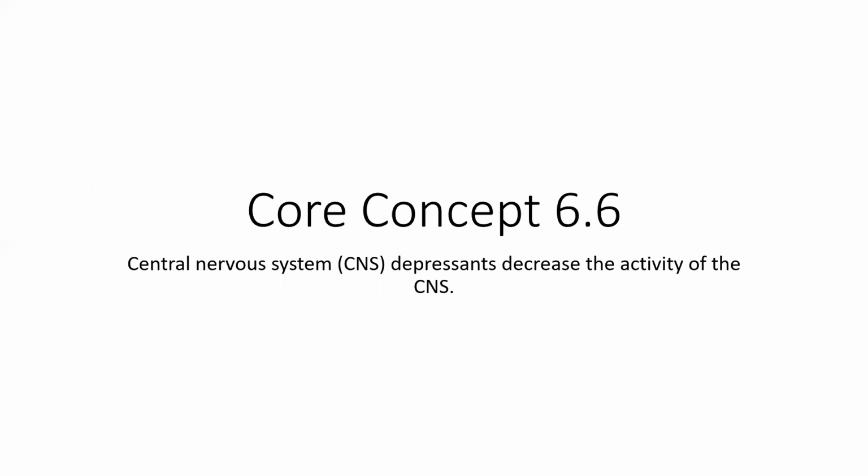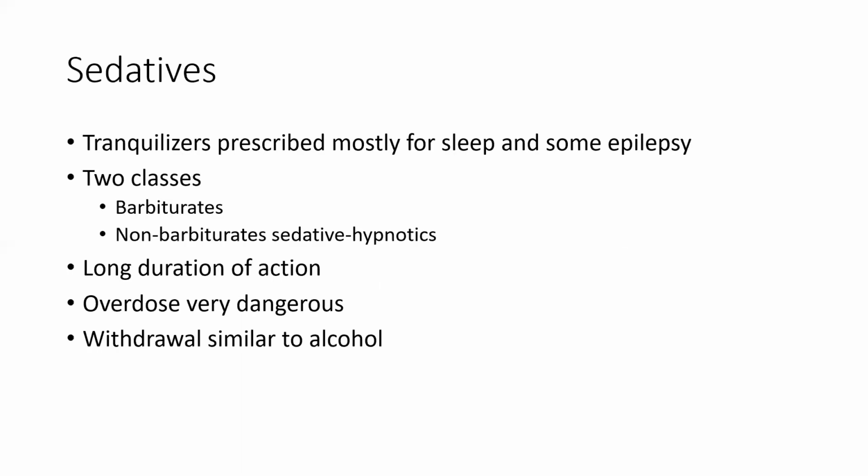Next is the central nervous system. Depressants decrease the activity of the CNS. Absolutely, if they're called depressants, they are decreasing activity. These are sedatives, which decrease the activity of the brain. They're also called tranquilizers. They're prescribed mostly for sleep and some for epilepsy.